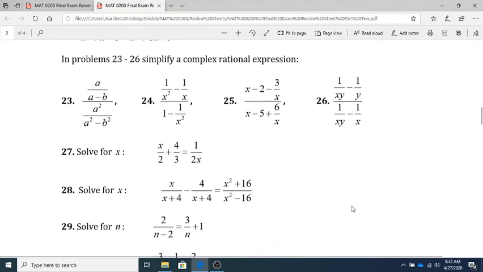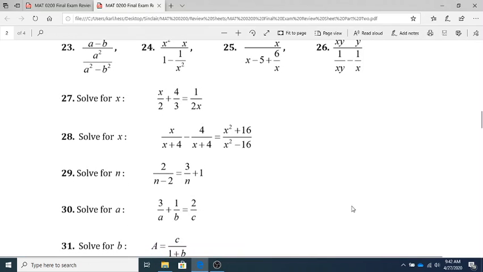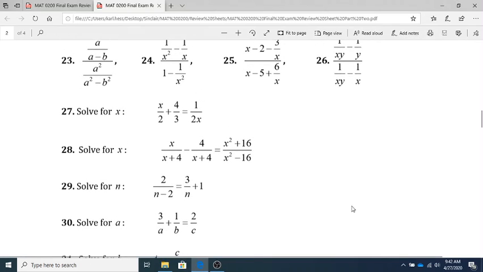Alright, let's go back to our review sheet and see what's next. It looks like we have a series of problems where we're solving. 27 and 28 are solve for x, so let's go ahead and do those. Okay, 27, I'll just jot this down real quick. We've got x over 2 plus 4 over 3 equals 1 over 2x.